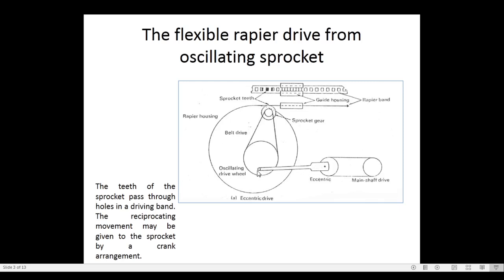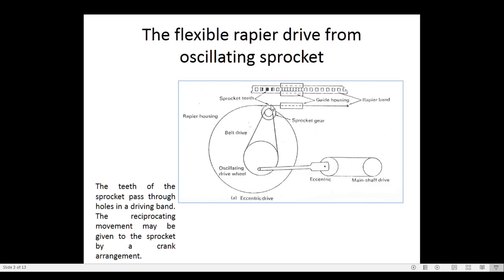The lever is attached to the drive wheel, the oscillating drive wheel. The lever is not attached at the center, it is attached at the side, away from the center. So this is the driving wheel. On the driving wheel we have a belt, and the belt gives drive to the pinion, and to the pinion we have this sprocket gear. So it is a belt drive. As the belt moves, this pinion will move.